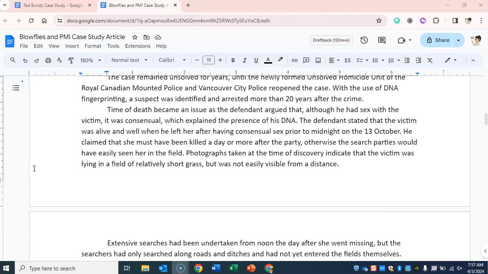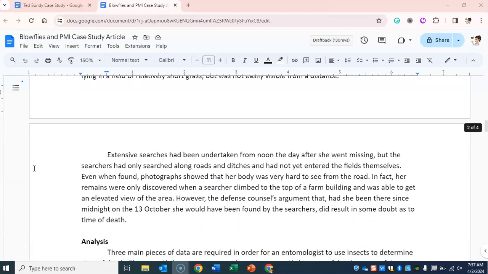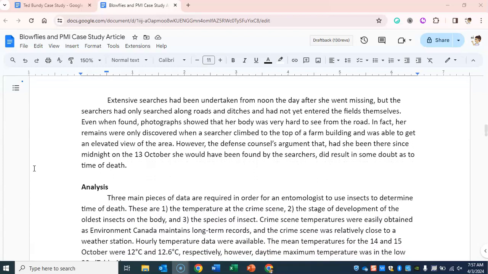Photographs taken at the time of discovery indicate that the victim was lying in a field of relatively short grass, but was not easily visible from a distance. Extensive searches had been undertaken from noon the day after she went missing, but the searchers had only searched along roads and ditches and had not yet entered the fields themselves. Even when found, photographs showed that her body was very hard to see from the road. In fact, her remains were only discovered when a searcher climbed to the top of a farm building and was able to get an elevated view of the area.